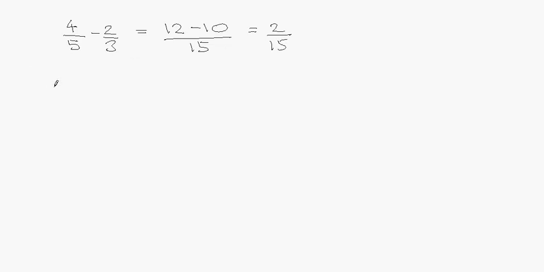Or again, we could turn these into 15ths straight away, so 5 times 3 gives us 15, 4 times 3 gives us 12 as the first numerator, 3 times 5 gives us 15 for the second fraction, and therefore we must multiply the second numerator by 5 also. 2 times 5 is 10, and again we see we get the same result.